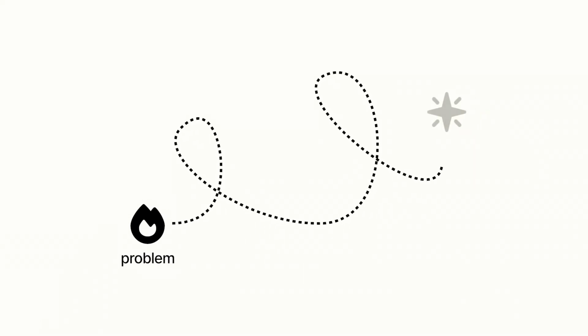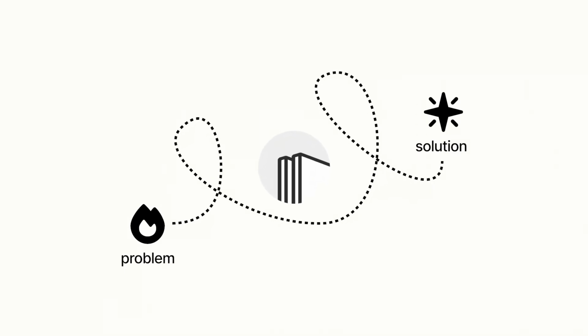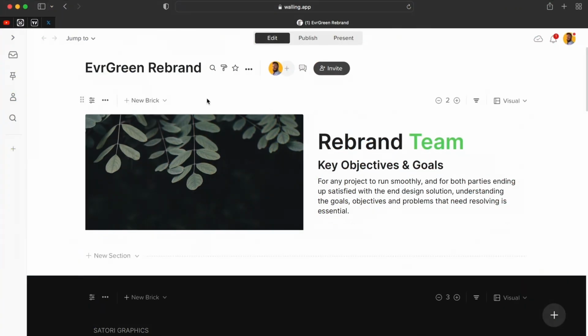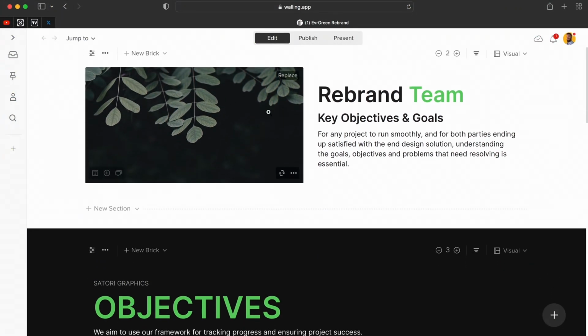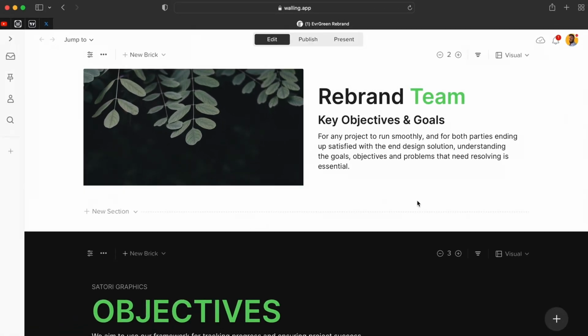Remember that we said that the client comes to you because they have a problem that needs solving. Well, one effective and easy way to demonstrate that you understand their problem is with digital presentations, and for that I'm personally using Walling. For example, right here on this rebranding project. Now I've started out at the top on Walling stating the main objectives of the project itself. Or moreover, there is a little caption that states that, as a design team, we understand the value of knowing the objectives, the goals, and the client problems.